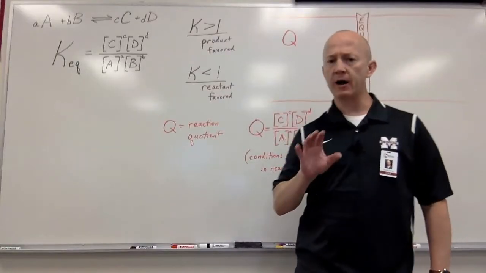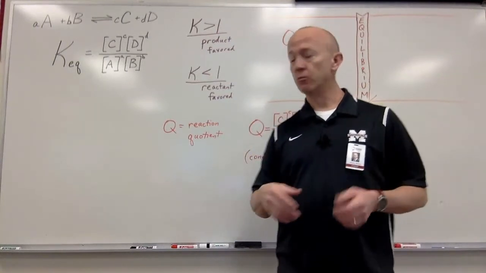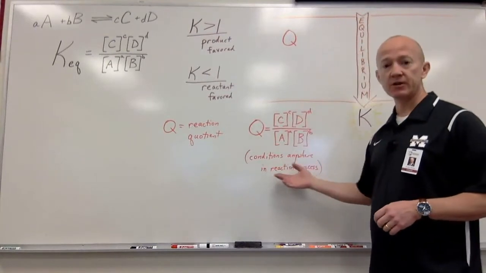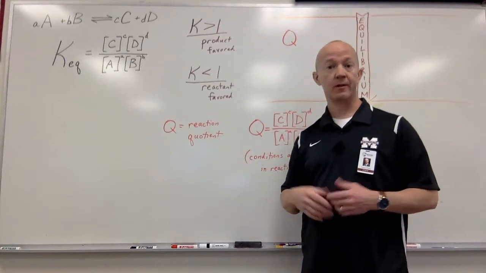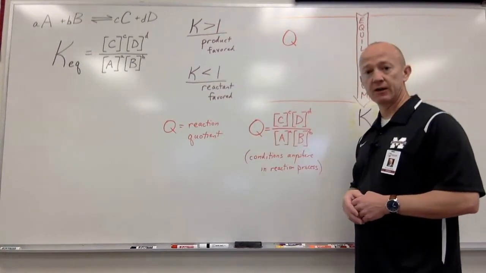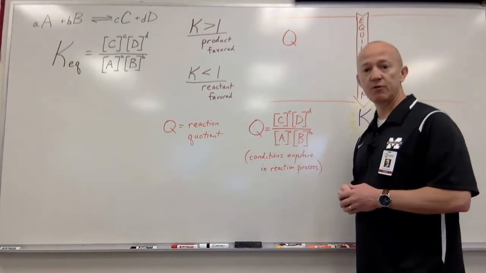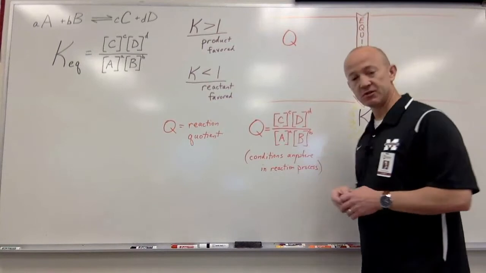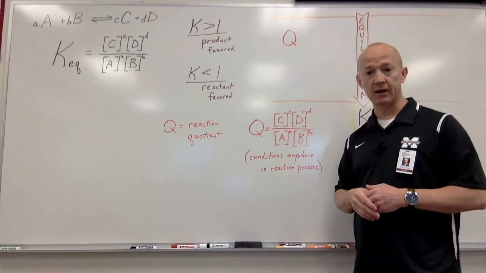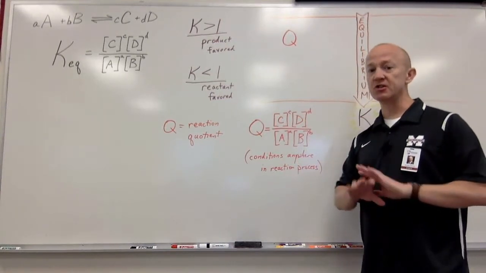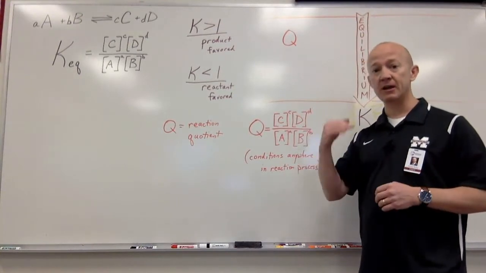But what if we're not in equilibrium in our reaction? There's actually a value we use whenever the conditions are anywhere else in that reaction process. We call it Q, the reaction quotient. We calculate Q the same way that we find K. The concentration of the products taken to the power of their respective coefficients and divided by the concentration of the reactants taken to the power of their respective coefficients, just like we do for K. And remember, we're talking about the conditions anywhere in that reaction process. It may or may not be at equilibrium.